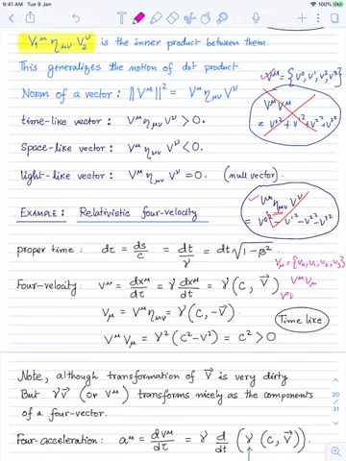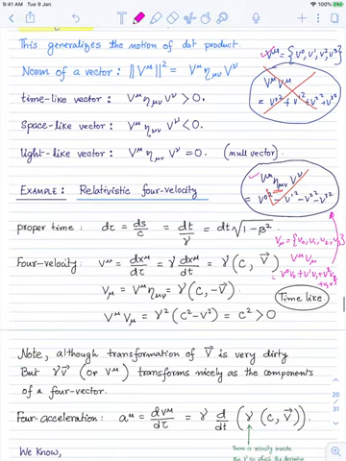Then it's like V naught times V naught plus V1 times V1. The difference between this one and this one is that the V1 upper and the V1 lower differ by a sign. Plus V2 times V2, plus V3 times V3. I hope this is clear. And once you use the eta to lower it, this object becomes equivalent to this object here.